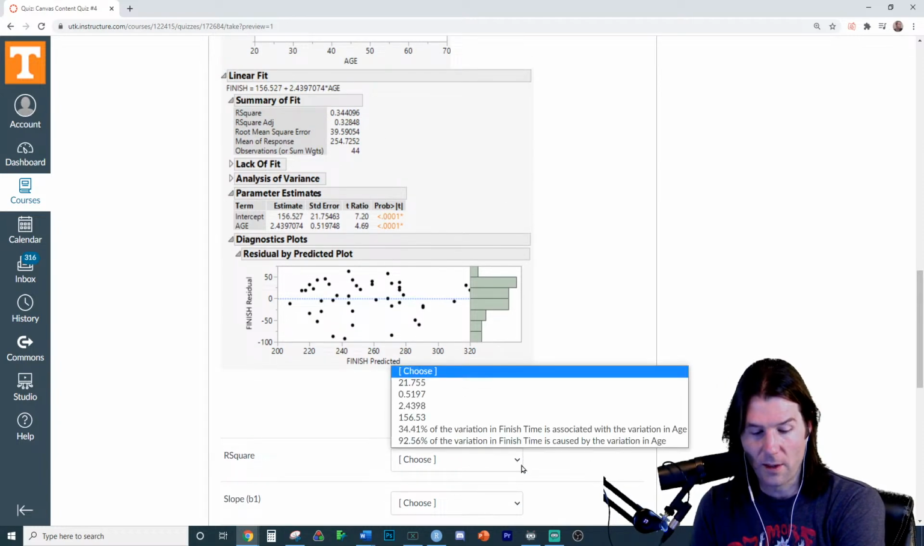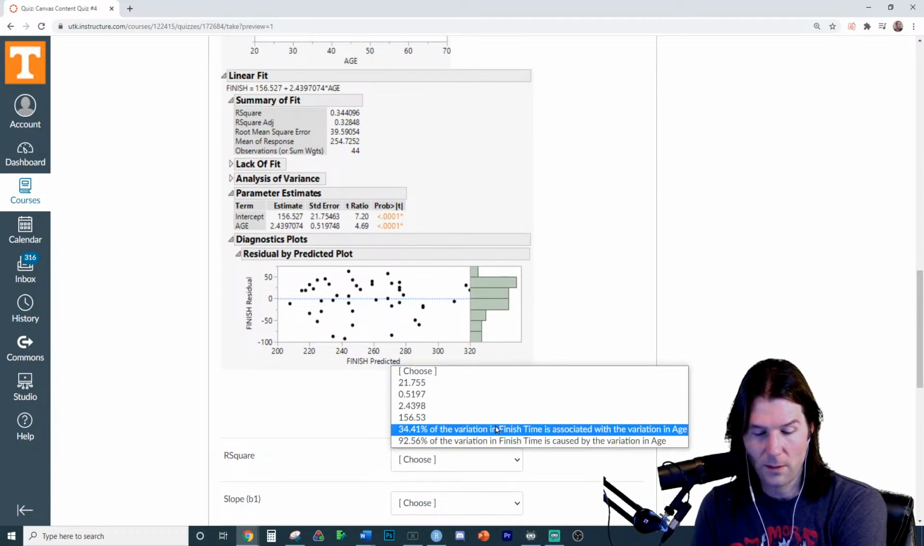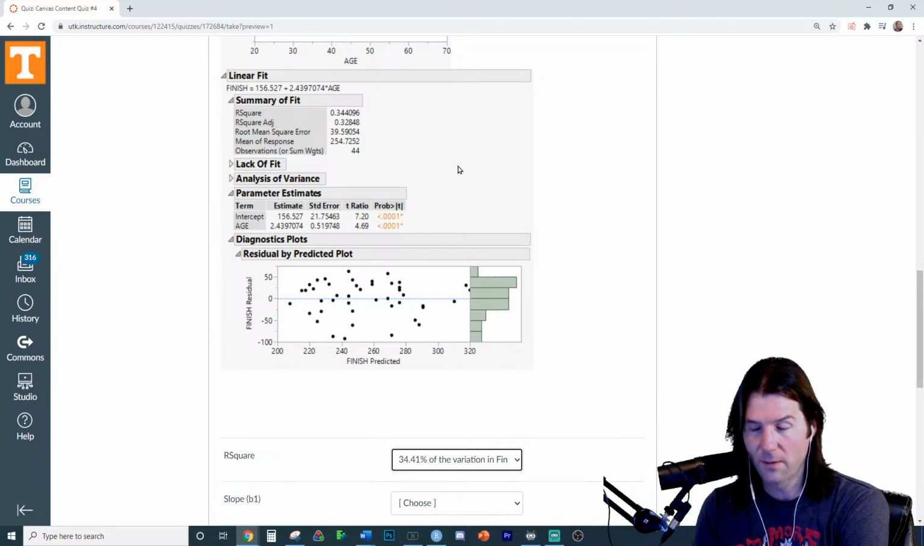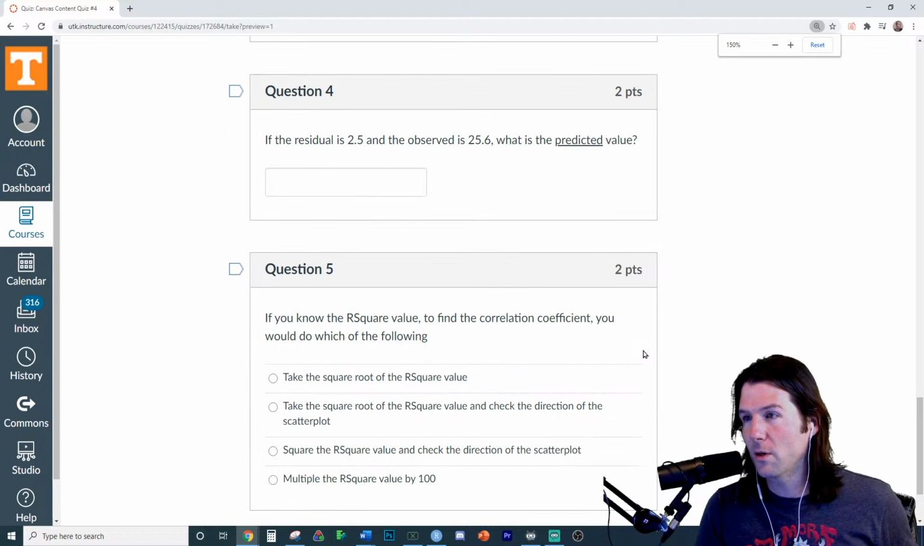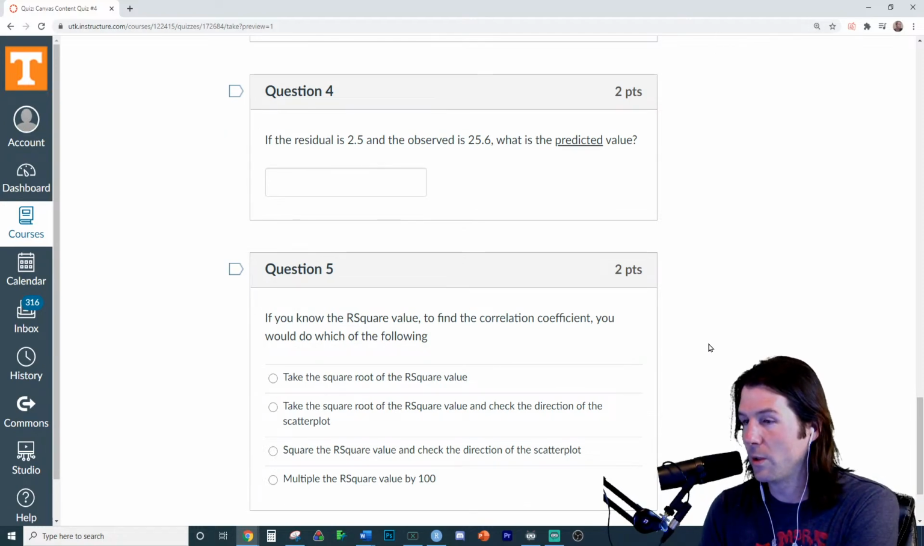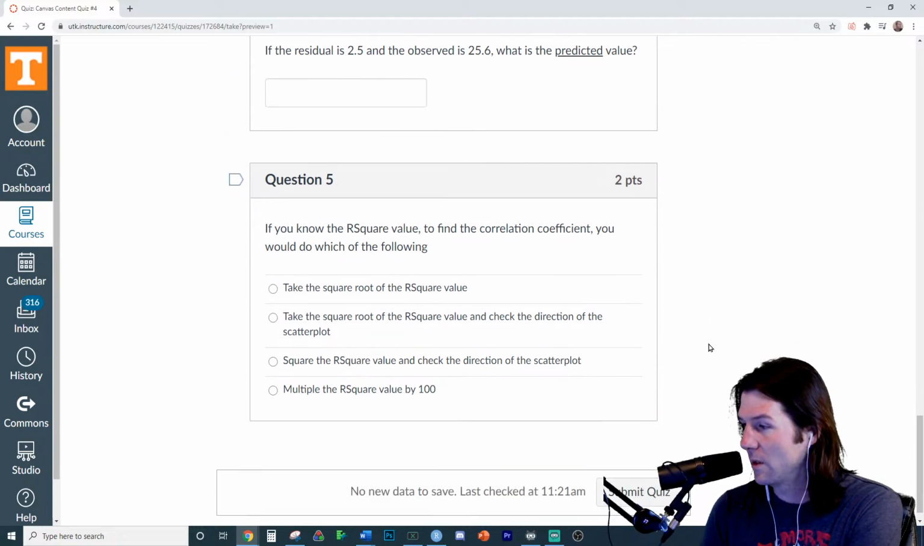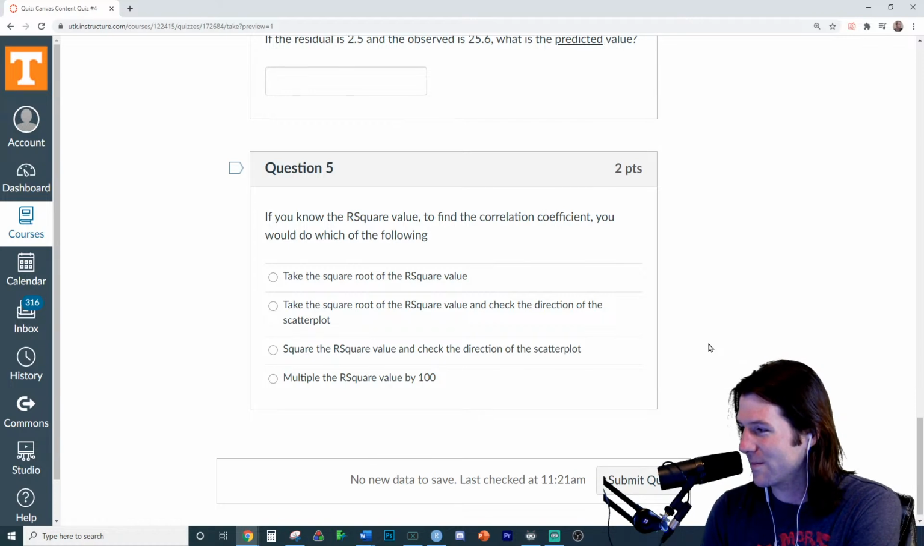Well, this one just asked us what is the R squared, and that's the R squared right there. That's where it says R squared. This one down here says, if you know the R squared value, to find the correlation, you would do which of the following? And this is a really good question.